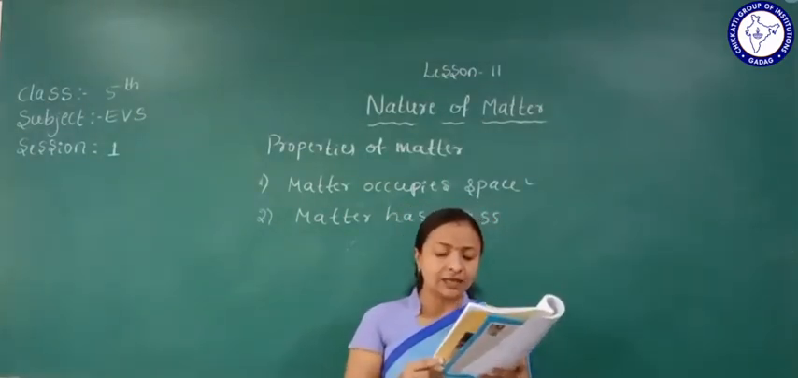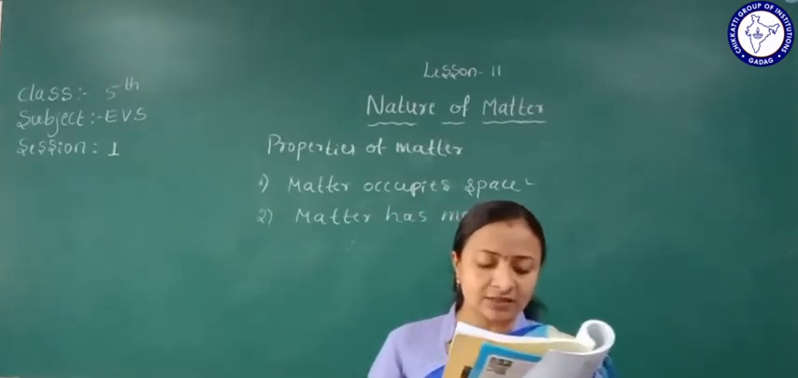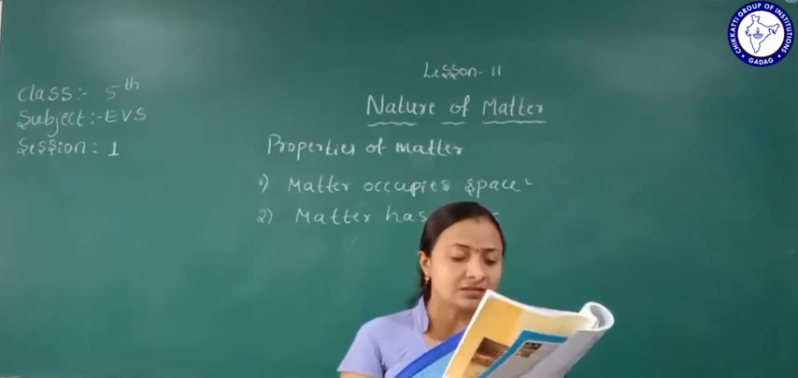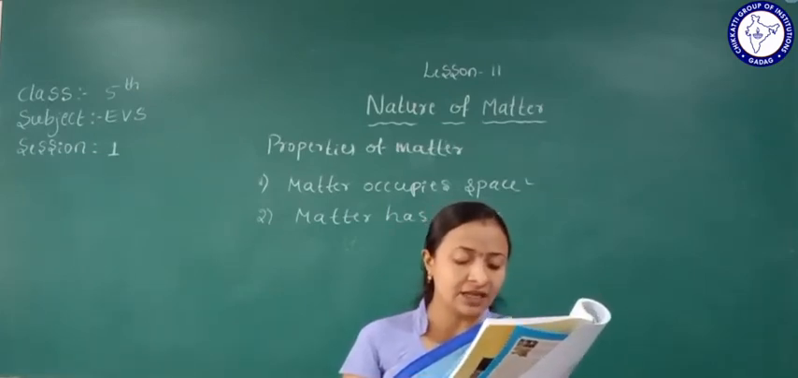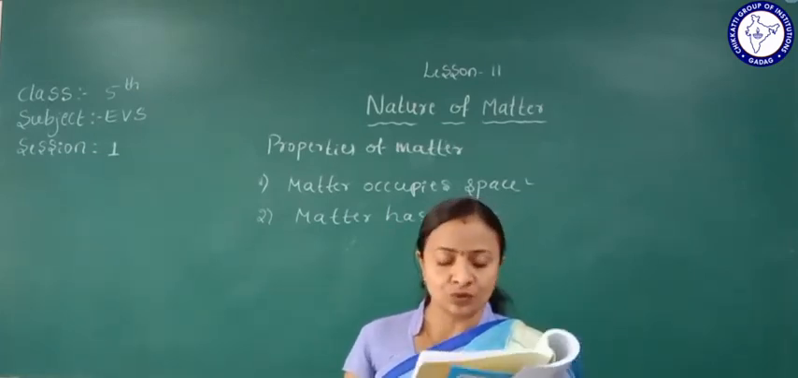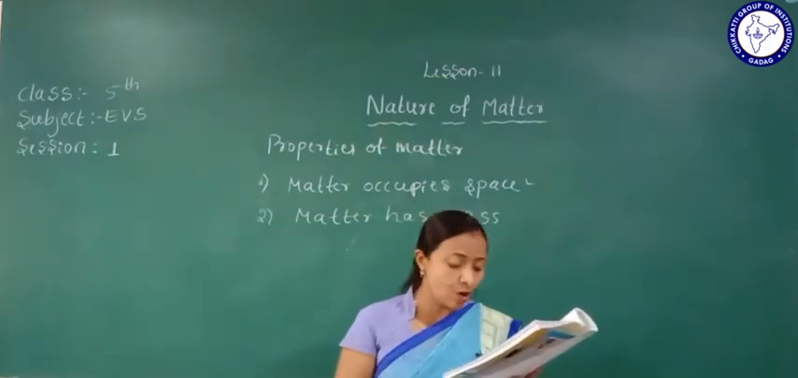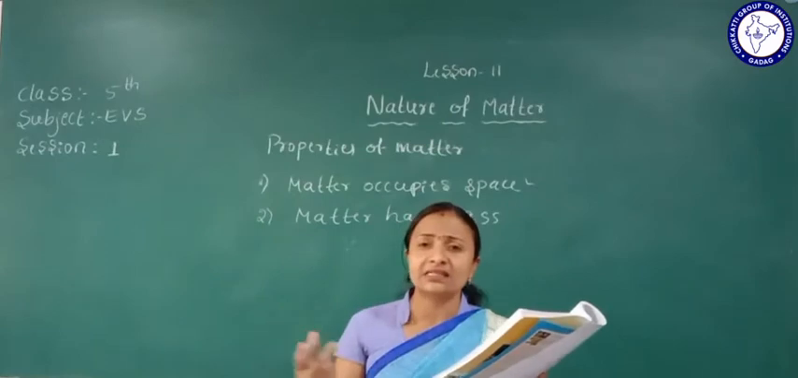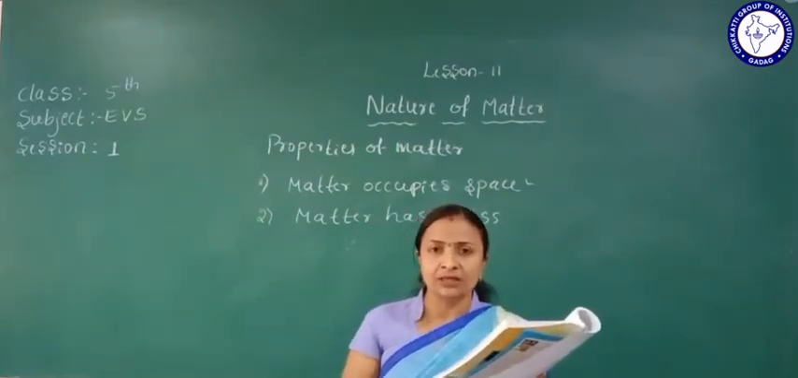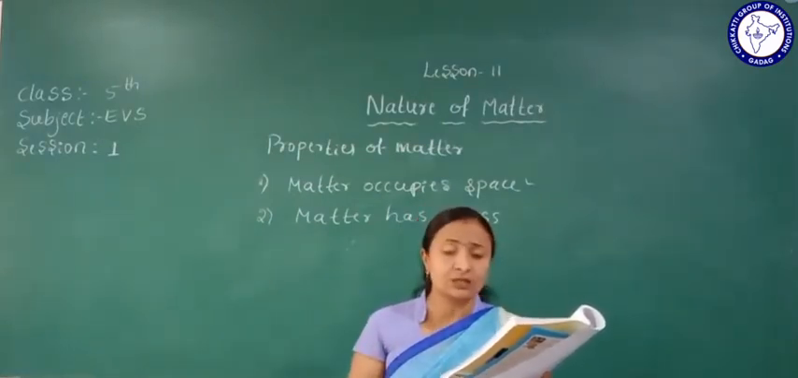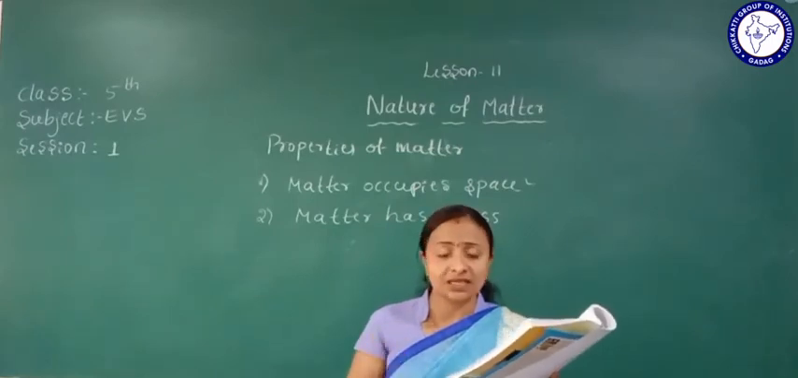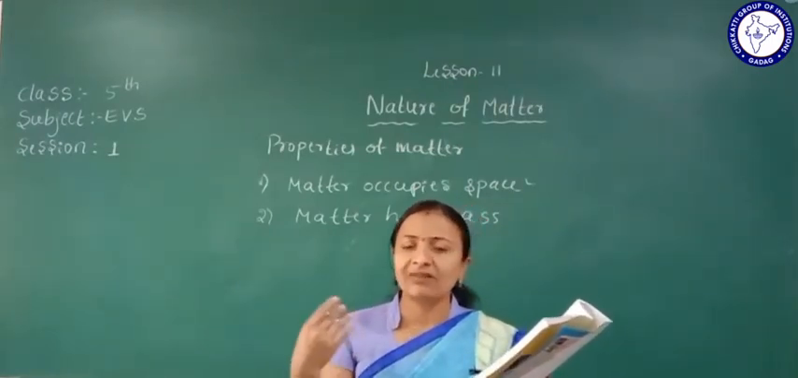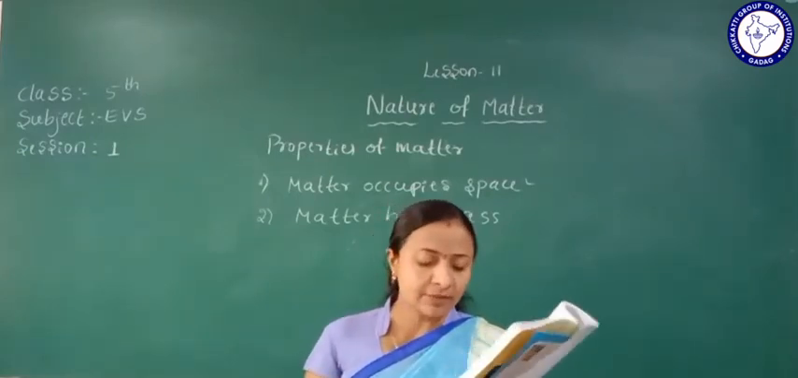A matter cannot occupy the place of another at the same time. So in the examples given here, write the names of some matter around you. This is your work. What are the materials you see in your surroundings? You will write down here: plate, chalk, duster, whatever you can take.